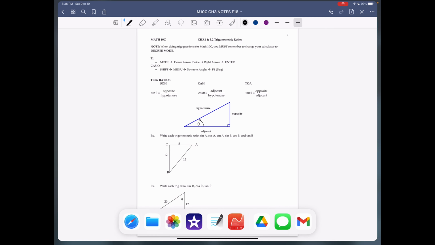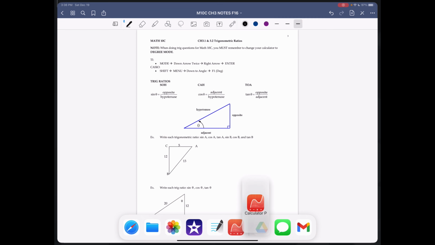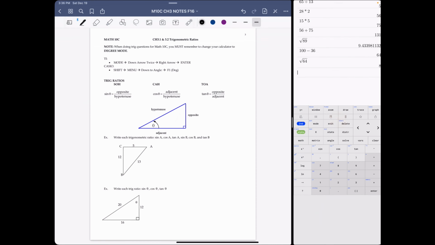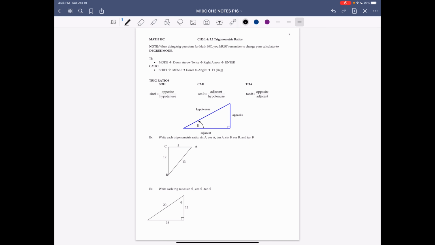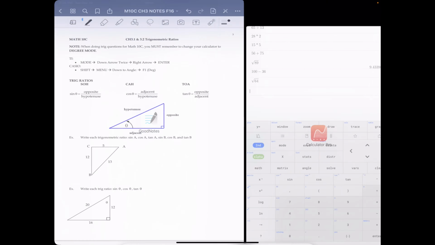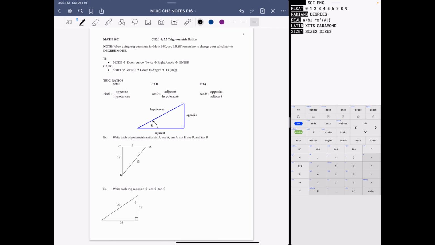I can show you the TI version with my calculator. You would go mode, down to radians, degrees, move over, so I'm highlighting degrees, hit enter, and then just exit. To check if your calculator is in degree mode, you can push the sine button and then 90. Sine 90, it should equal 1. If it equals 1, you're in degree mode. If it doesn't equal 1, you're in radian mode. So change it to degrees.